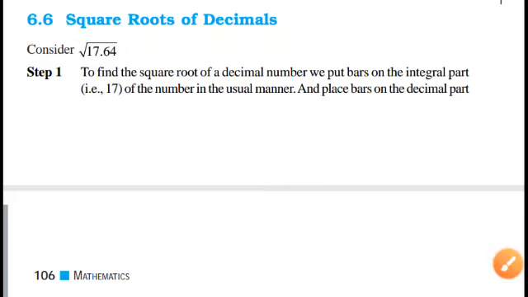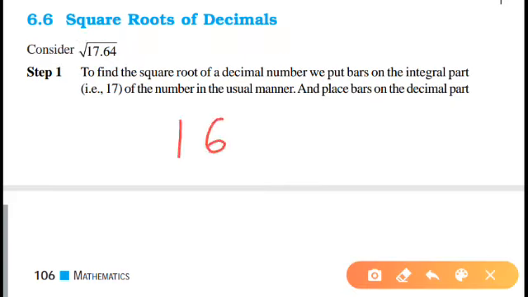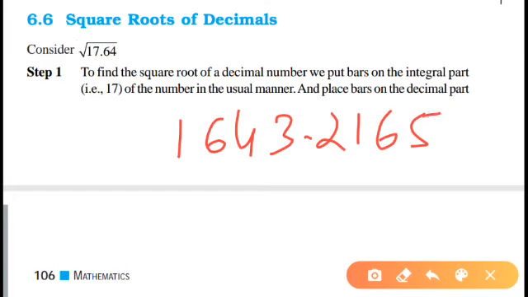So consider a number. I am writing it here: 164.3216 5. It is a number, and we are willing to find its square root. So we will discuss how to pair this number.